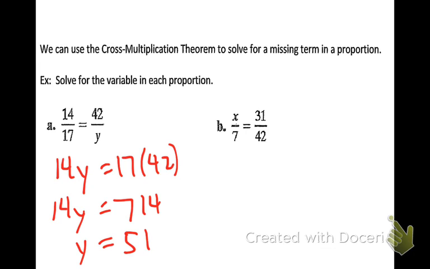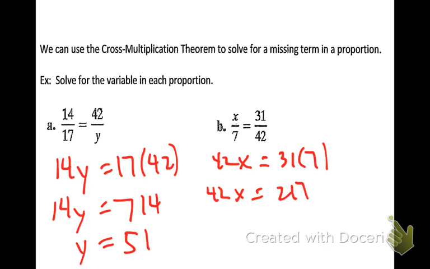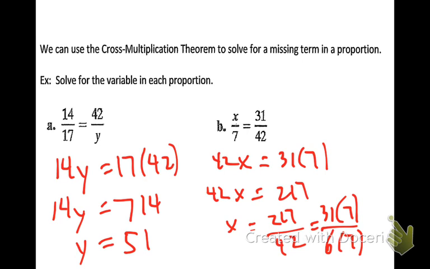Okay, should look like this. So we would have 42 times x equals 31 times 7. So that would be 42x equals 217. So x equals 217 divided by 42, which is equal to 31 times 7 over, because 7 goes into both, 6 times 7, so that's going to be 31 over 6 is our answer. Questions?